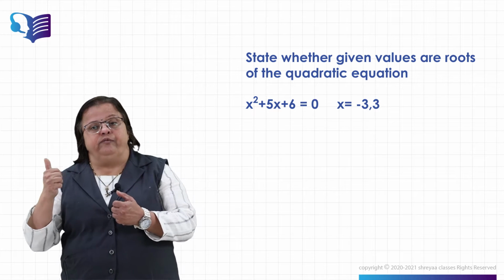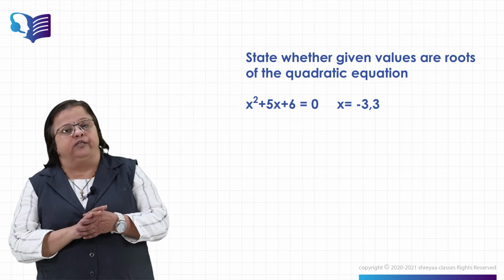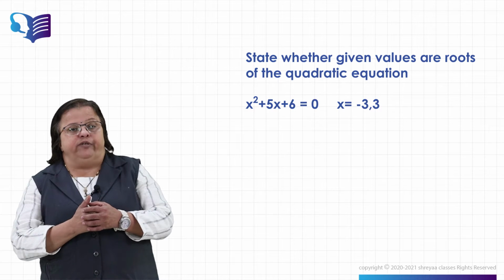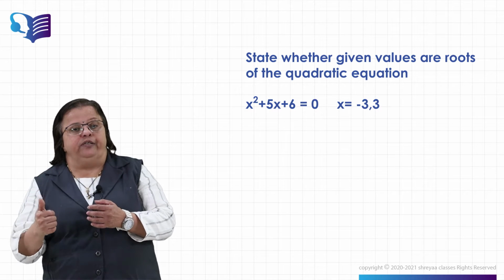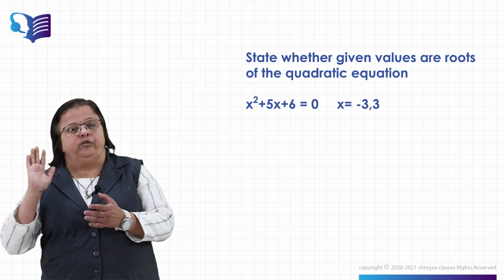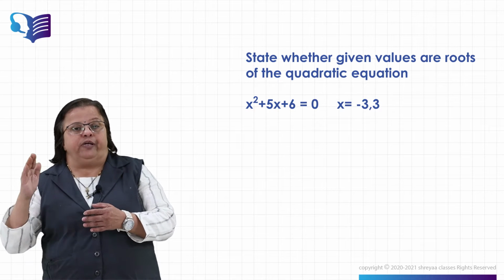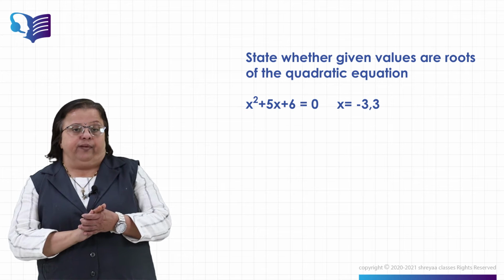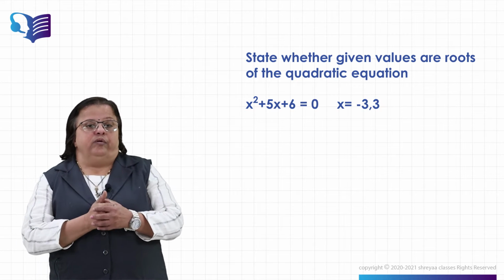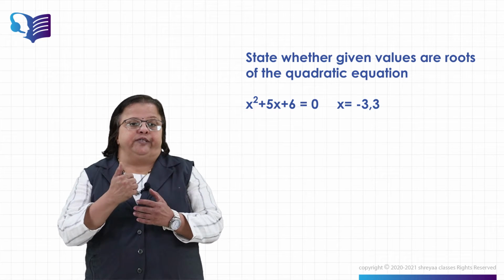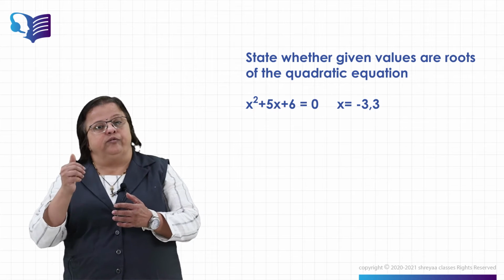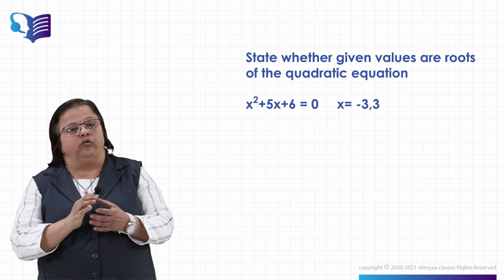State whether the given values are the roots of the quadratic equation or not. Here the equation is x² + 5x + 6 = 0, and the values of x are given as -3 and 3. Okay. Now let us see whether -3 is a root of the quadratic equation, or whether 3 is also a root of the quadratic equation or not.